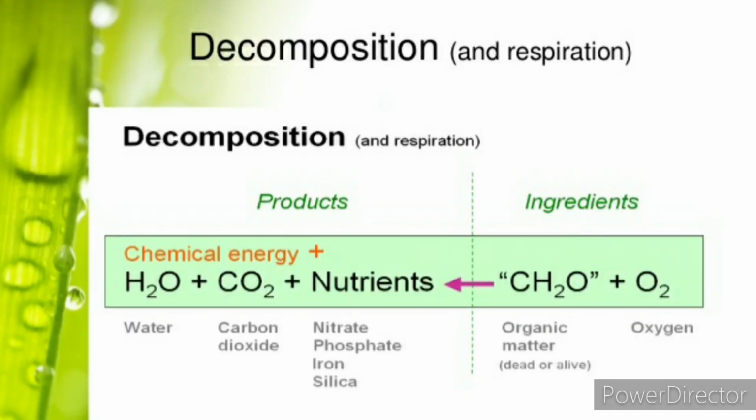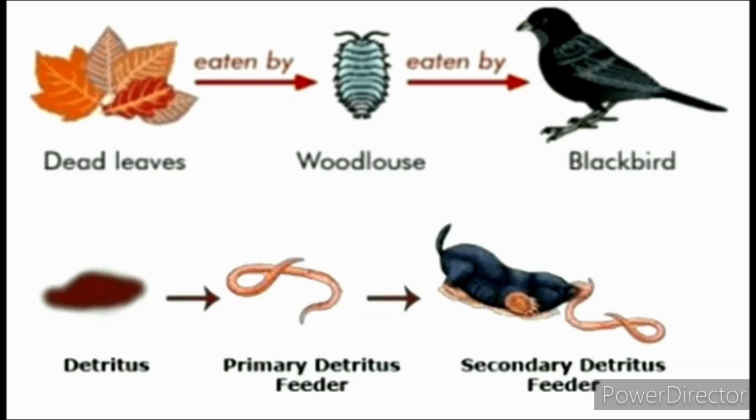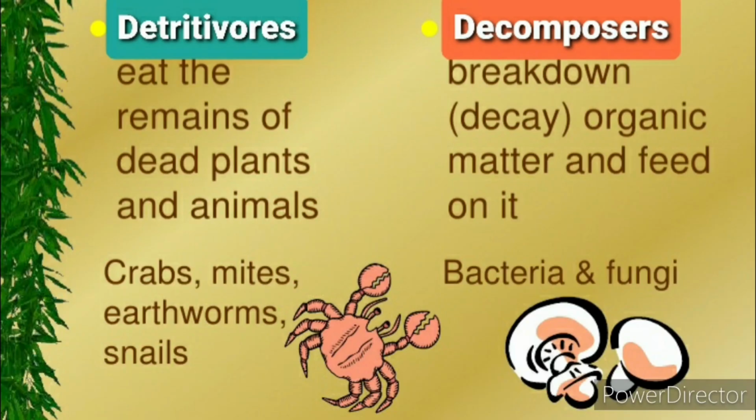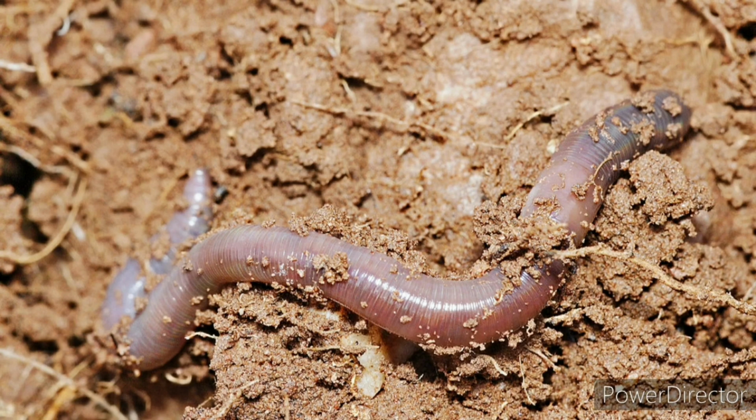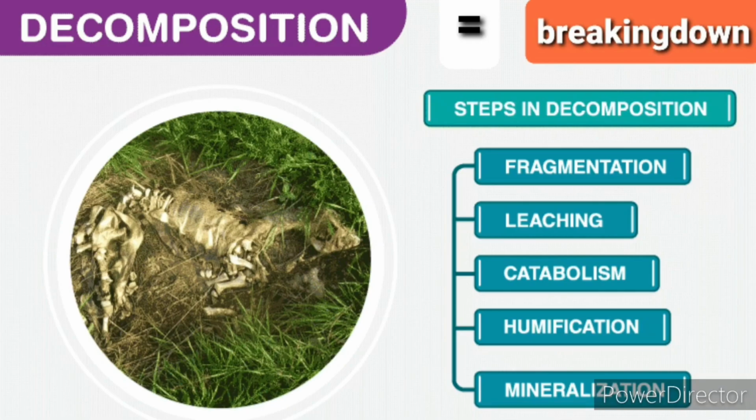Decomposition is the breakdown of complex organic matter into simple inorganic substances like carbon dioxide, water, and nutrients by the action of decomposers. Dead remains of plants and animals such as leaves, flowers, fecal matter of animals, are collectively called detritus. Organisms that feed on detritus are called detritivores. For example, earthworm and fungi are examples of detritivores. The process of decomposition takes place in 5 steps. Step 1 fragmentation, step 2 leaching, step 3 catabolism, step 4 humification, step 5 mineralization.